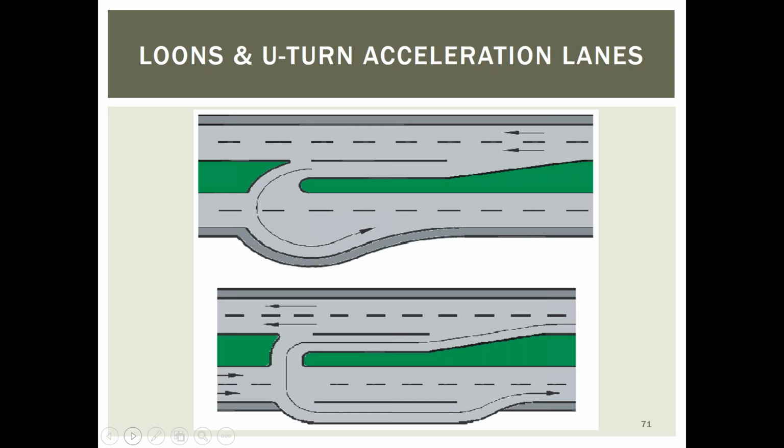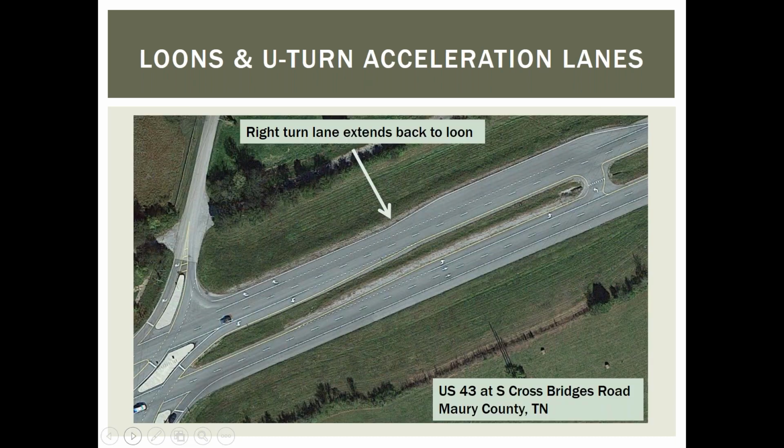Or the bulb out can also serve as an acceleration lane, or extend the acceleration lane, make it a right turn lane at the downstream intersection. Here's an example of that. So the U-turn basically feeds right into a right turn lane.